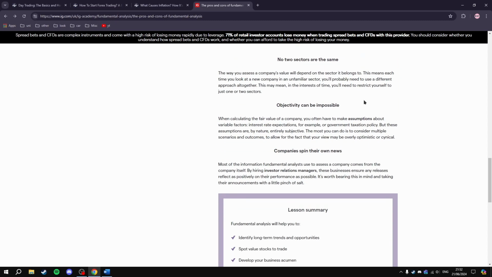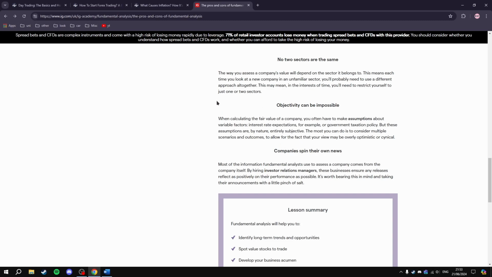No two sectors are the same, so the way you assess a company's value will depend on the sector it belongs to. Each time you look at a new company in an unfamiliar sector, you probably need to use a different approach altogether. This means that in the interest of time, you may need to restrict yourself to just one or two sectors.